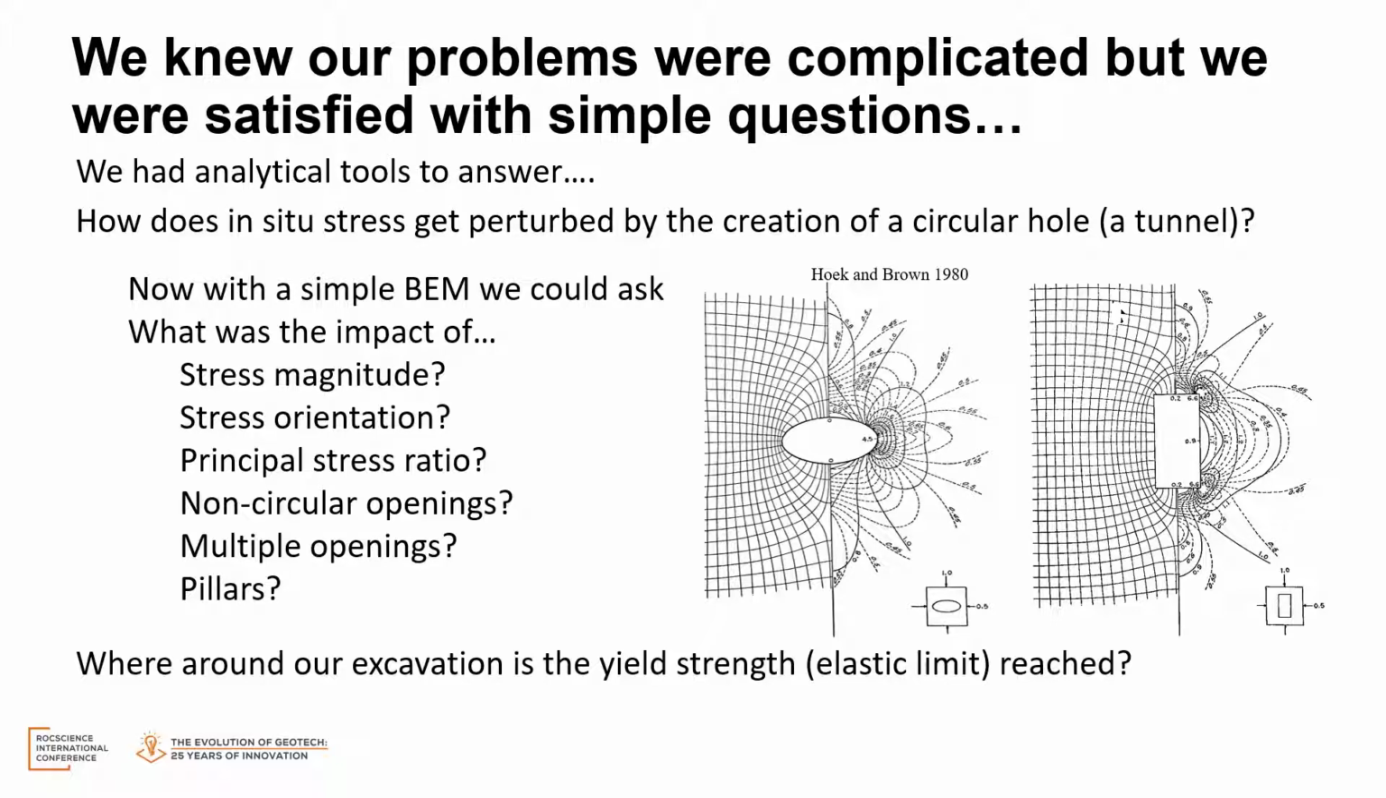Before that, we had analytical tools to ask how in an elastic material in situ stress can get perturbed by the creation of a circular tunnel. Now with these simple boundary element model tools, we could ask what's the impact of stress magnitude. We could look at orientation, principal stress ratio. Didn't have to be isotropic anymore. We could play around with non-circular openings, multiple openings, try to figure out what the true stress state was elastically inside a pillar. Where around our excavation was the yield strength exceeded? These were big questions at the time.